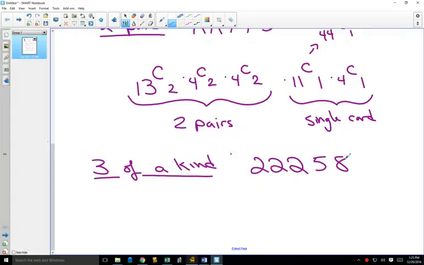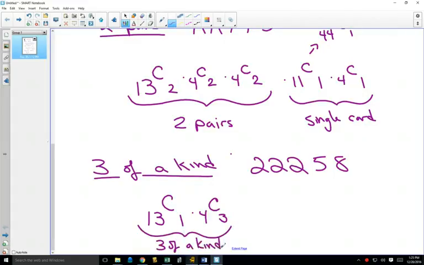Can you see, as far as grouping goes, you have 1 triplet and 2 single cards. Those will be counted at the same time. So if we start with our triplet, there's 13 numbers. You choose one of them. There's 4 of that kind. You choose 3 of them. This counts our 3 of a kind.